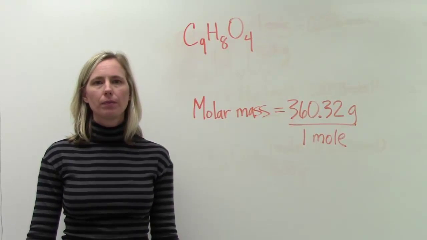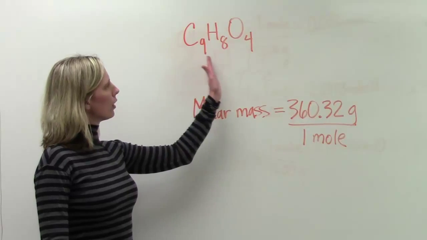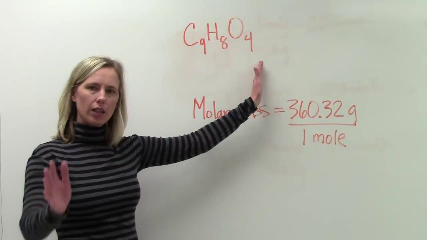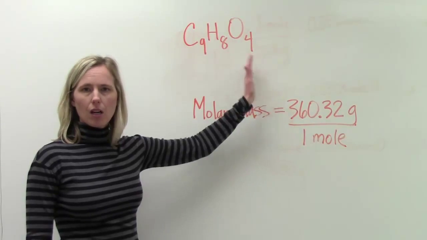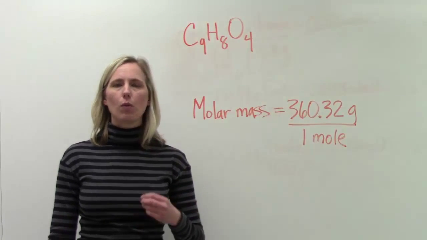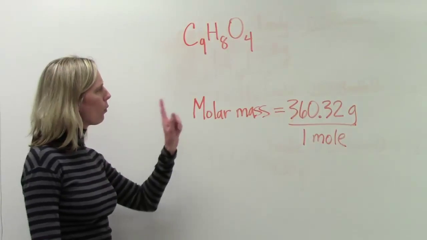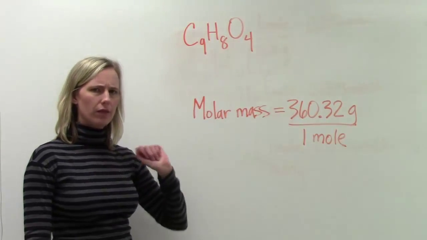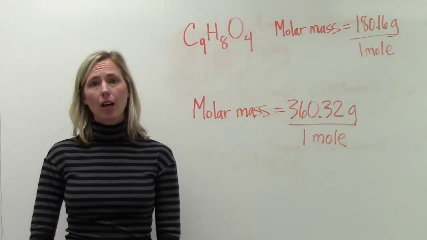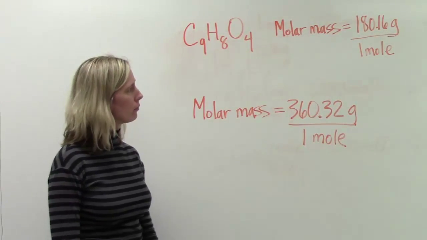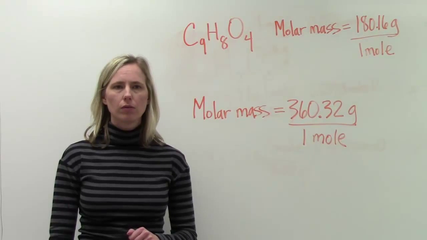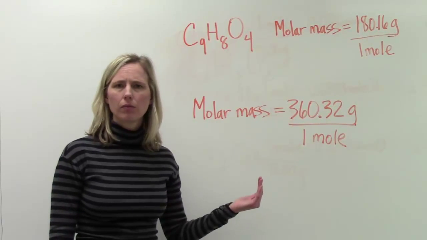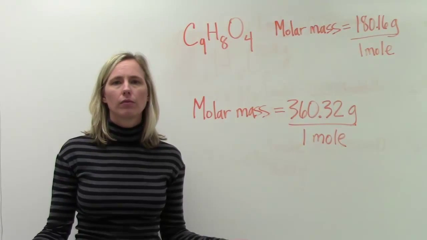There's a problem. If you look at the formula, I know that you could easily calculate the molar mass of this compound. Let's add up all the individual molar masses and find out what was the molar mass of this. As it turns out, the molar mass of aspirin is 180.16 grams per mole. They don't match up. What did we do wrong?